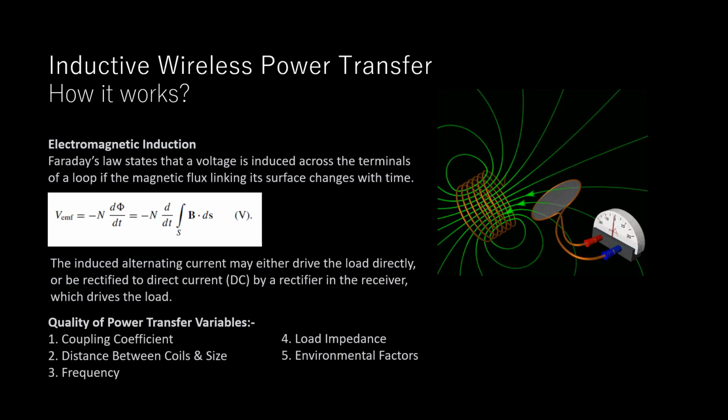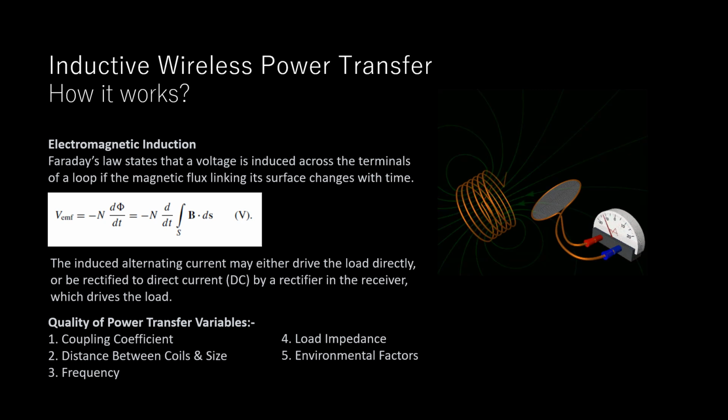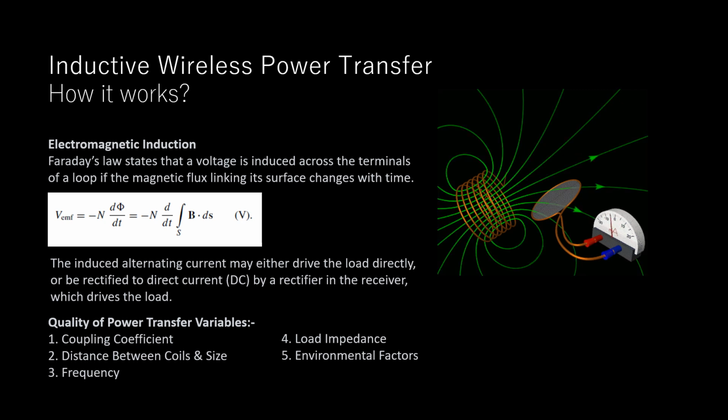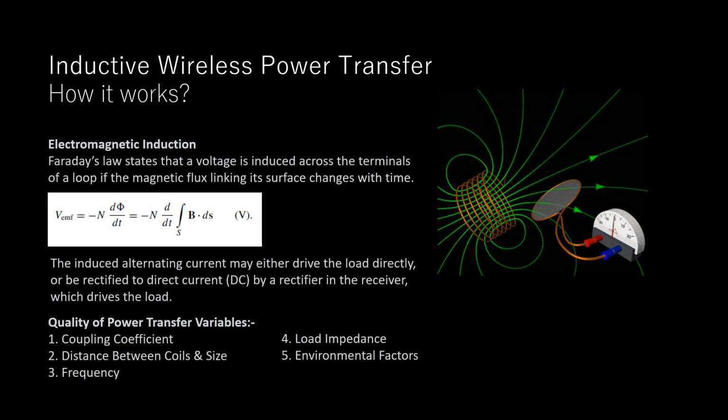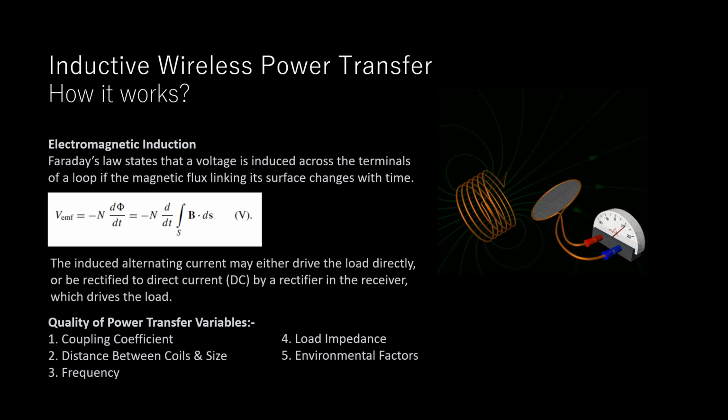Electromagnetic induction serves as the fundamental law of wireless power transfer. Faraday's law states that when a conductor is placed in a changing magnetic field, an EMF is induced in the conductor, which creates an electric current. Mathematically, it is expressed as the rate of change in magnetic flux. The negative sign in the equation indicates that the induced EMF is in the direction that opposes the change in the magnetic flux.